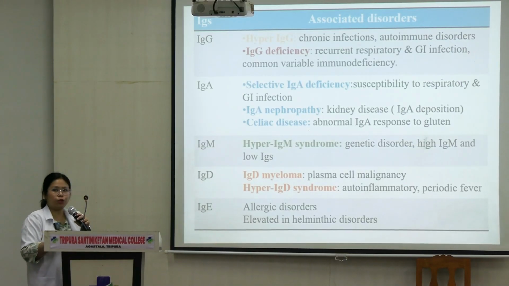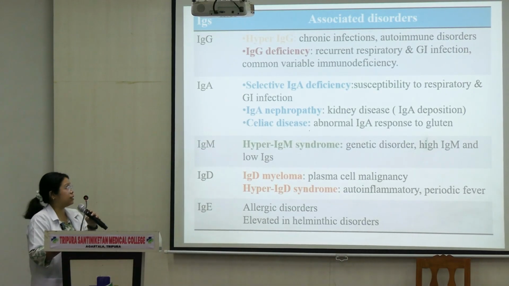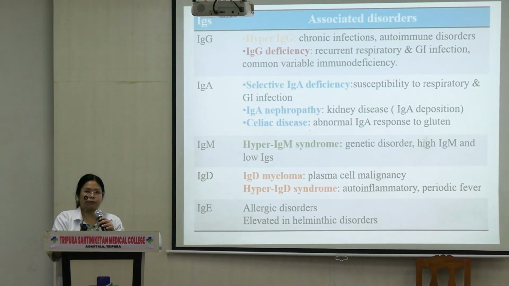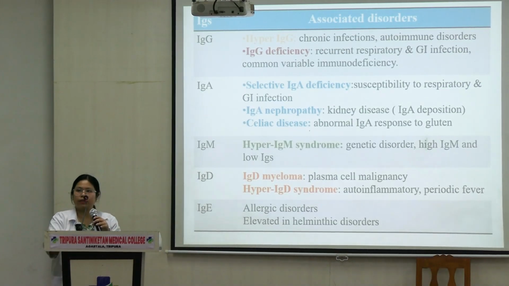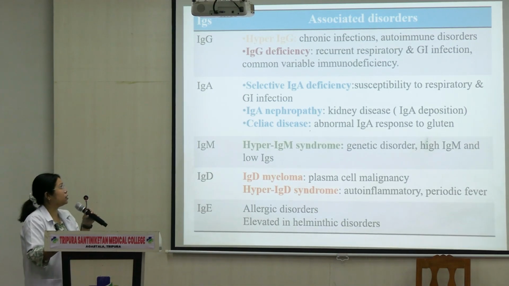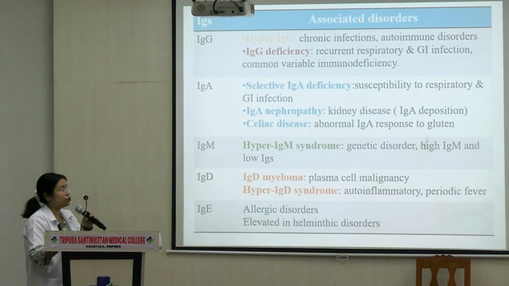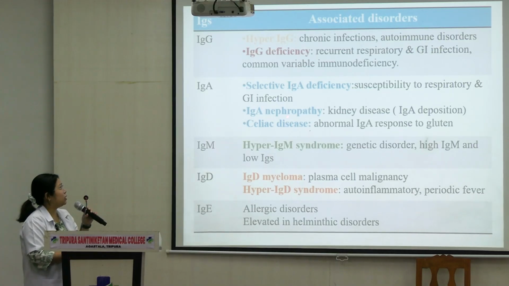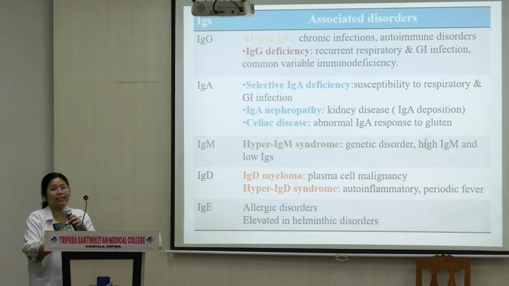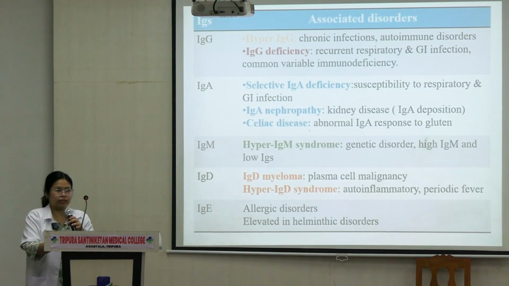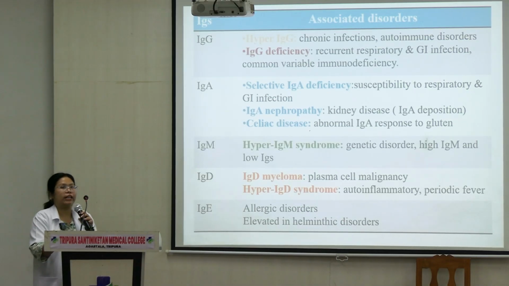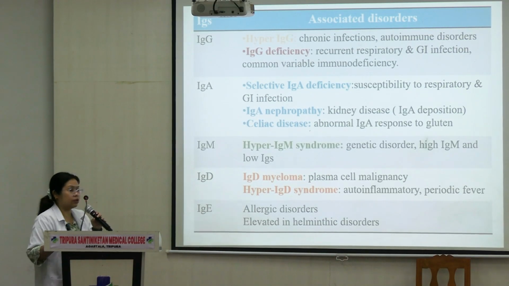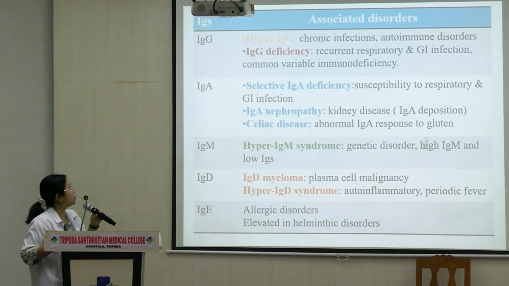All the other immunoglobulins will be okay, but the IgA will be deficient, and so the person will be very susceptible. Susceptible means they'll be very prone to developing the same thing, like recurrent infection, GI and respiratory infection. GI means gastrointestinal infection. There is something called IgA nephropathy as well, which is a common kidney disease where there is deposition of IgA in the glomeruli of the kidney. So that will lead to kidney damage.